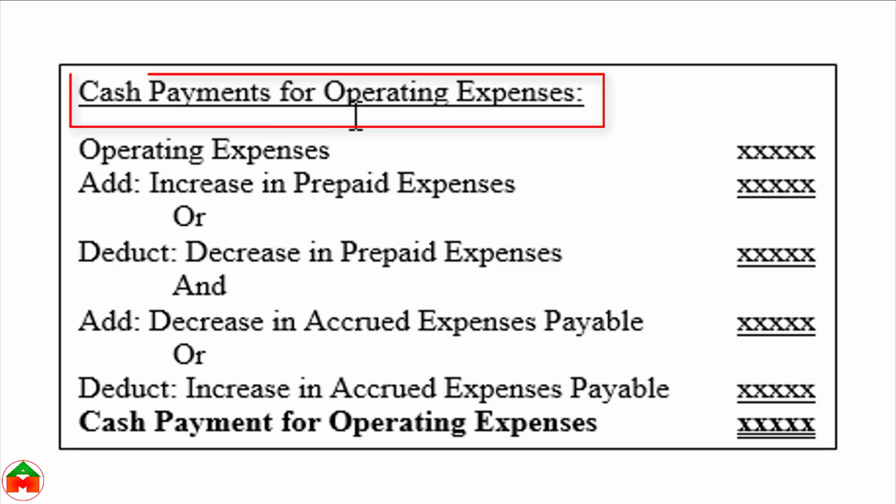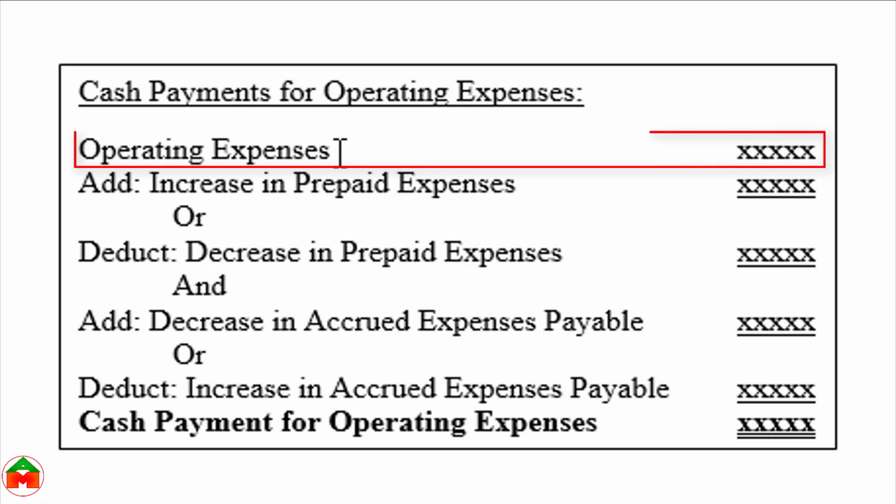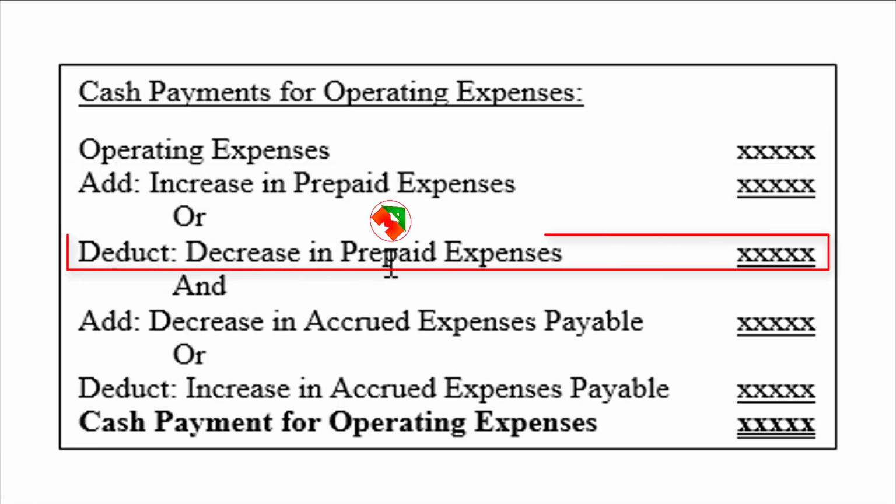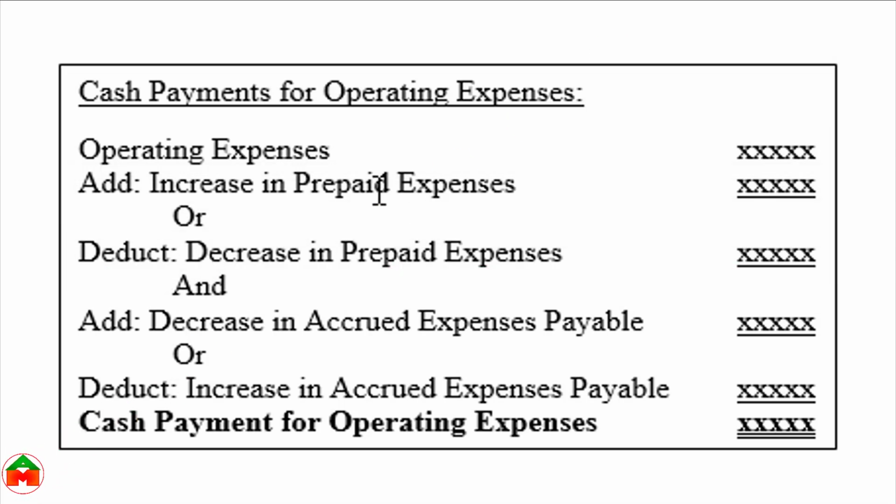The calculation is cash payments for operating expenses. Here we can see we will take this operating expense from the income statement, and with this operating expense we will add increase in prepaid expense, or we will deduct decrease in prepaid expense. So prepaid expense can be found in the comparative balance sheet. Let's get back to the question.